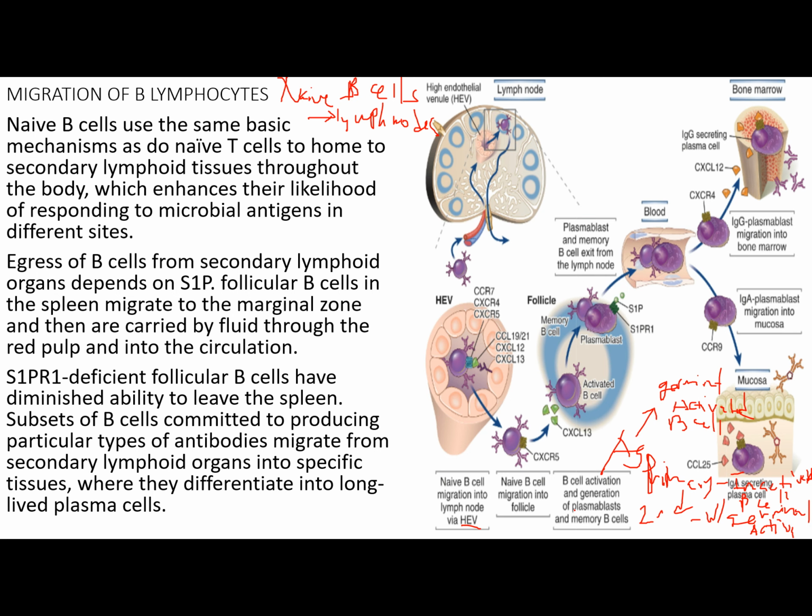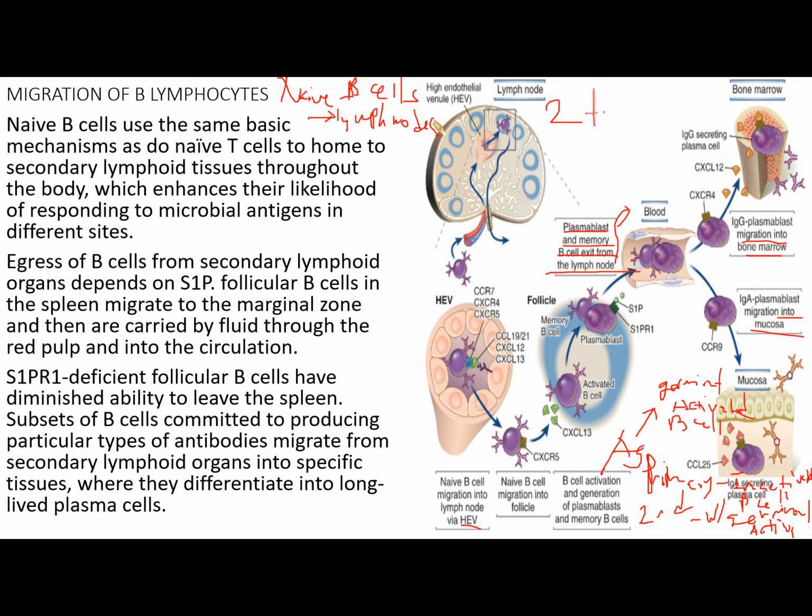Now, once the plasmablast is created, or the memory cell is created, plasmablast and memory B cell would exit from the lymph node. And from the lymph node class, pupunta sila ngayon sa blood. Now, from the blood class, there are two things that would occur. Si plasmablast nyo would either migrate into the bone marrow or into the mucosa.